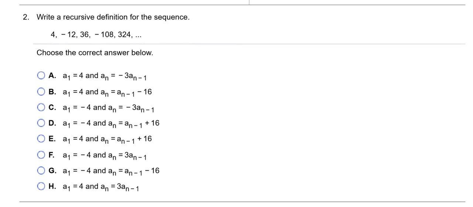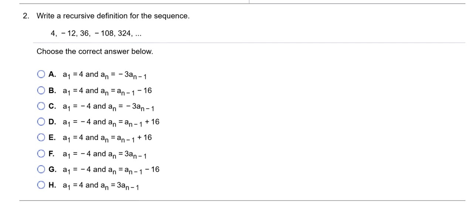Write a recursive definition for this sequence. 4, negative 12, 36, negative 108, 324. Is it geometric because it's jumping back and forth between positives and negatives? Are we multiplying here or are we adding? We are definitely multiplying. What are we multiplying by? Any term divided by the previous term, right? And you are correct, it is negative 3.